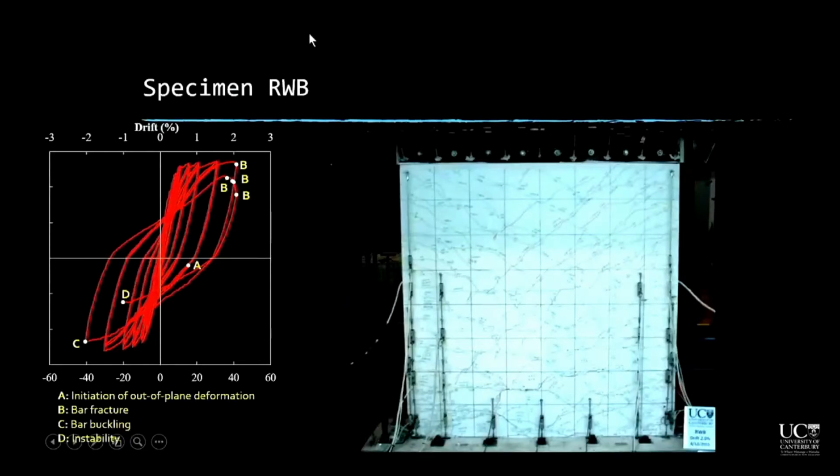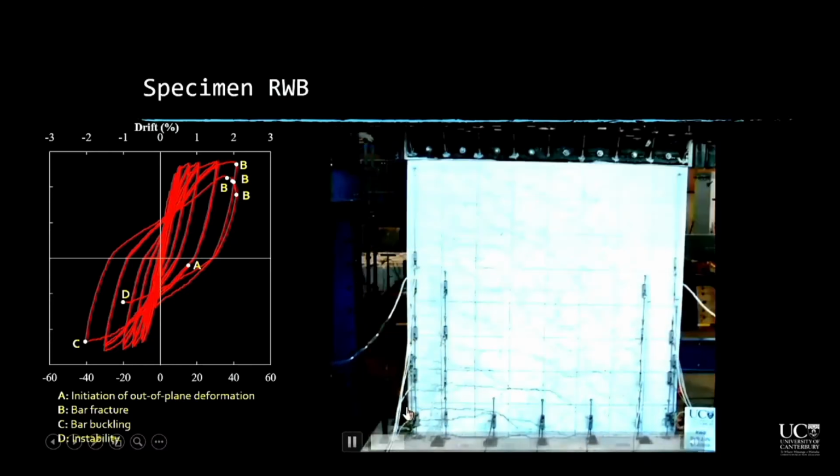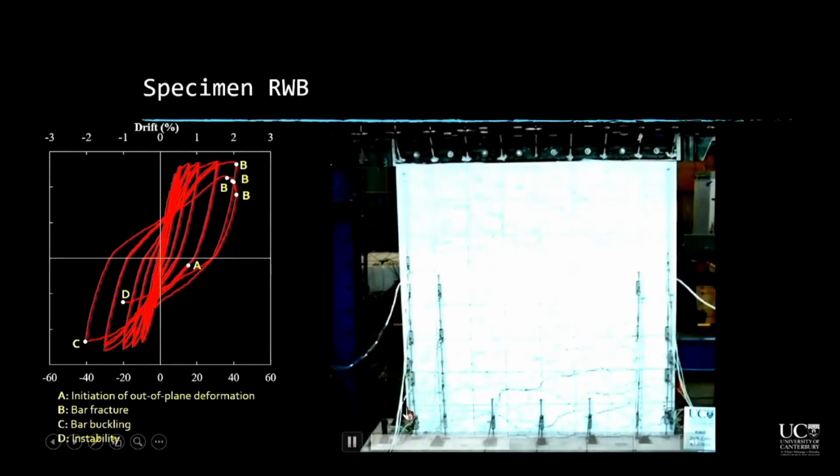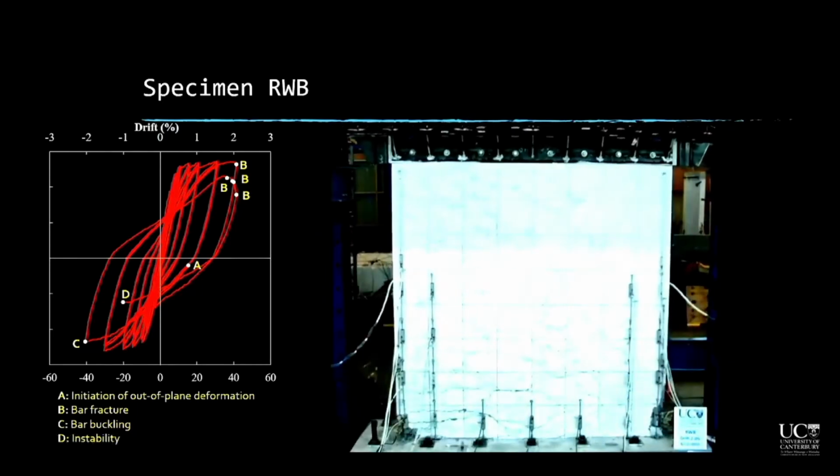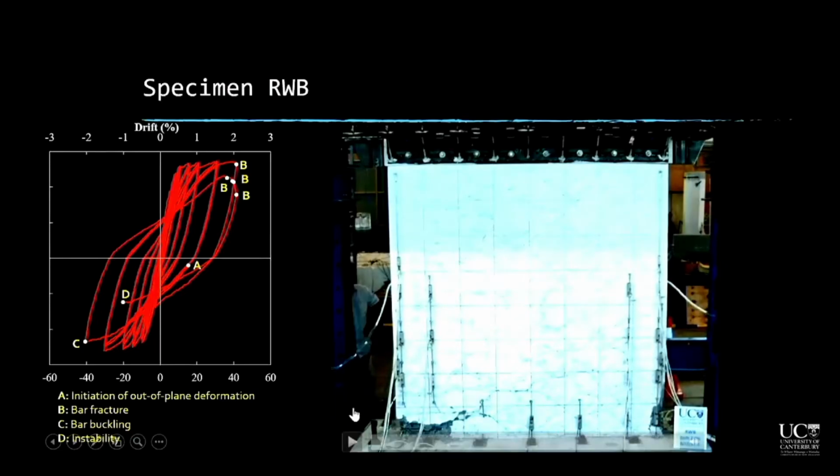For the benchmark specimen, the type of behavior that we observed can be seen in this hysteretic curve. As you can see, we had initiation of out-of-plane deformation after 1.5% drift level, and then bar fracture and bar buckling occurred at different stages of loading, and the specimen became unstable. However, this type of instability was significantly affected by the bar fracture and bar buckling at the base, and as you can see, it was mainly localized at the base.